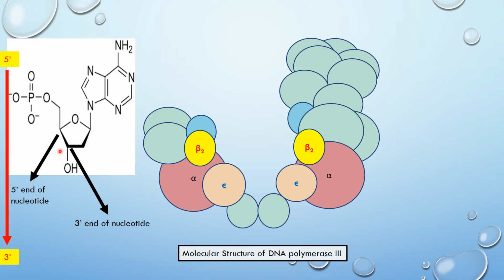The two nucleotides will join with one another. Again it will move further. Again at the 3' end, it will add one more nucleotide, and the process will continue.